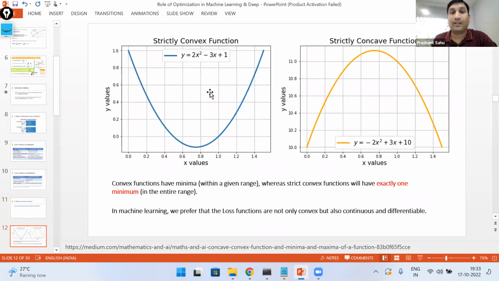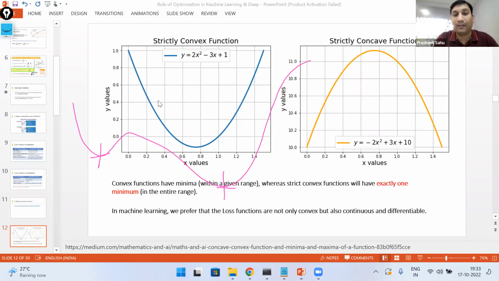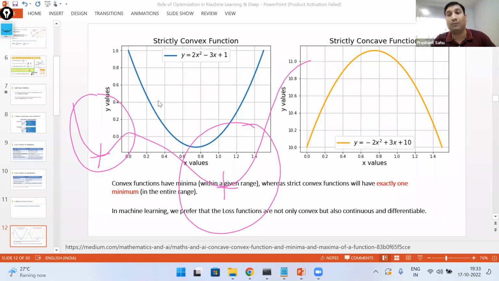Okay. So let me further discuss what a convex function is, and then strictly convex, and then we'll also talk about concave function. So what is a convex function? Any function which has a minima in a given range. Okay, so you can have functions which have multiple maxima and minima also. So for example, I'll just draw a function here. This function has got one minima and another minima. So in this range, there is one minimum. In another range, there is one more minimum.